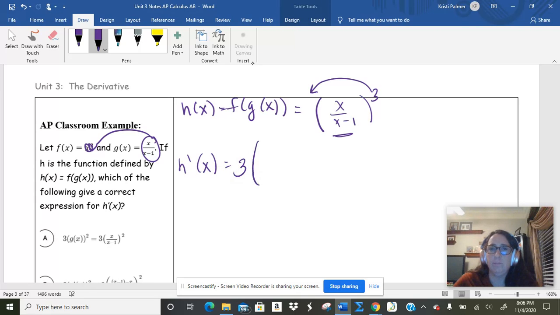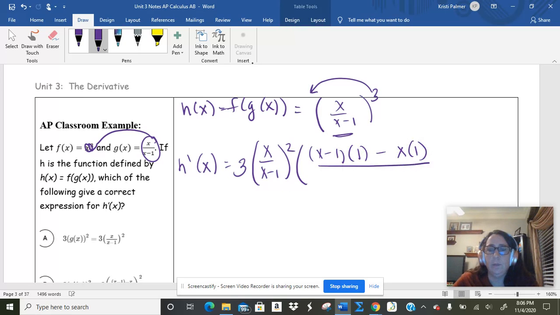Derivative of the outside, leave the inside alone, low d high, minus high d low, draw the line and square below. So let's see what this simplifies to. This would be x minus 1 minus x, so just -1. So I can just put a -1 there.